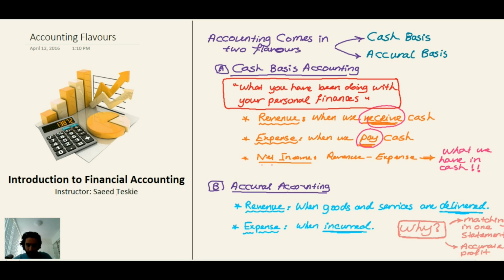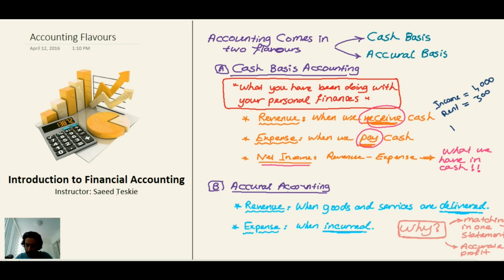So our net income is our revenue minus our expenses. So it is whatever we have in cash. Let's take an example. Let's change the color here. Okay, let's say we have received income equal to $1,000. Okay, and we have rent equal to 300. We have received the income and we have paid the rent.